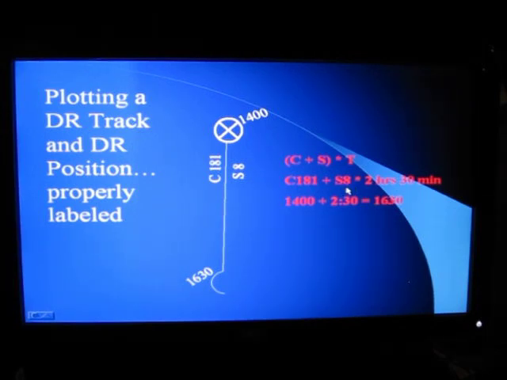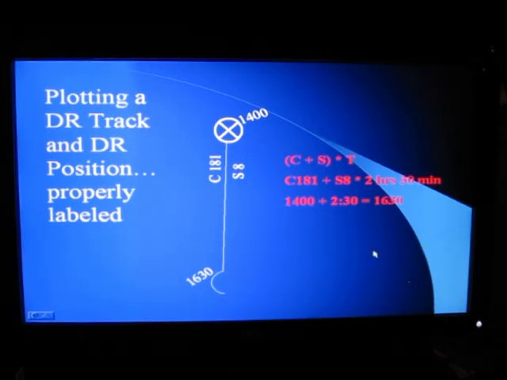Well, 2 hours times 8 knots is 16 nautical miles, plus another 30 minutes would be half of 8 miles, would be 4. You add that together, and that gives us 20 nautical miles, and we'll be there at 1630. This is our best guess estimate of where we'll be at 1630. This, of course, is 20 nautical miles laid out on this course line.